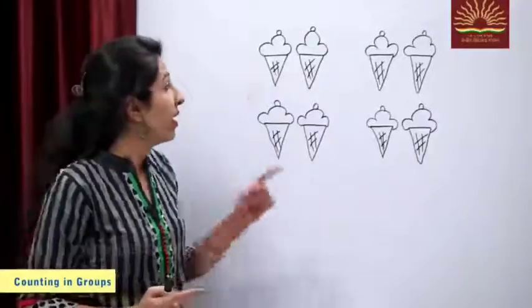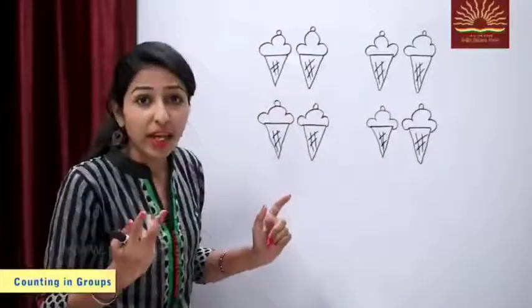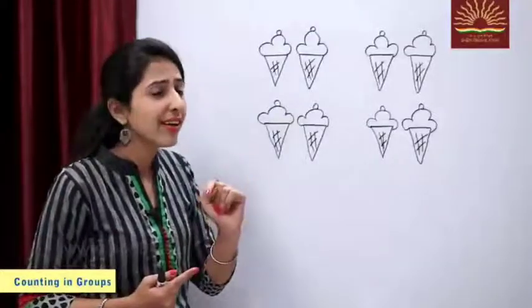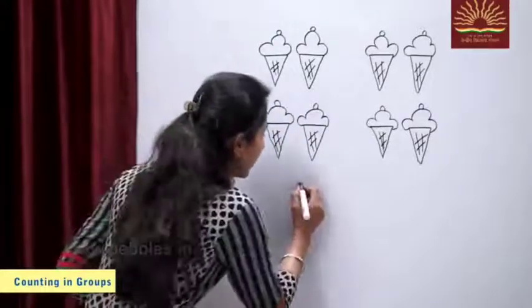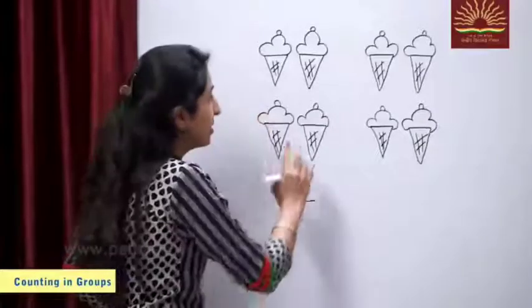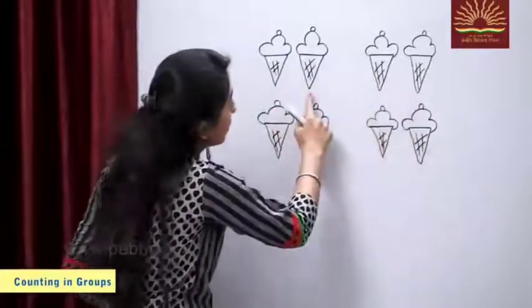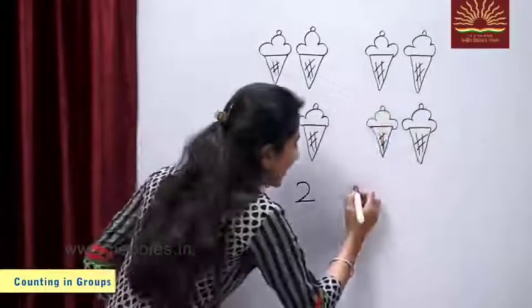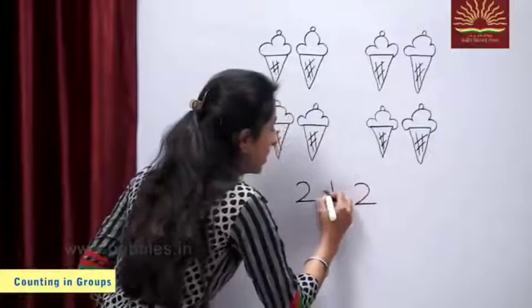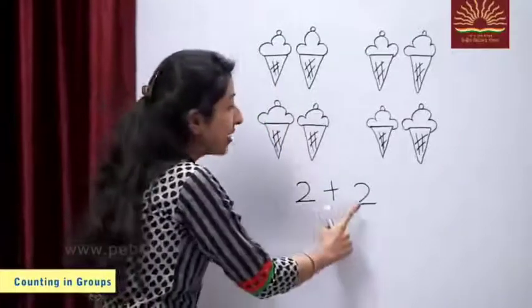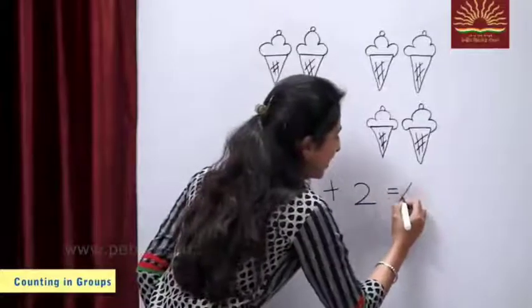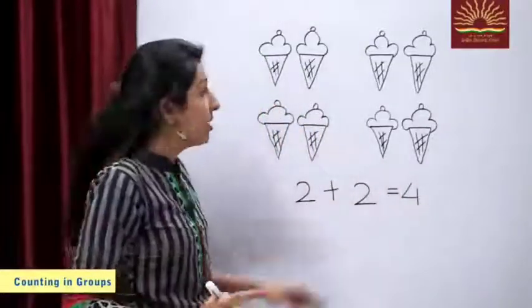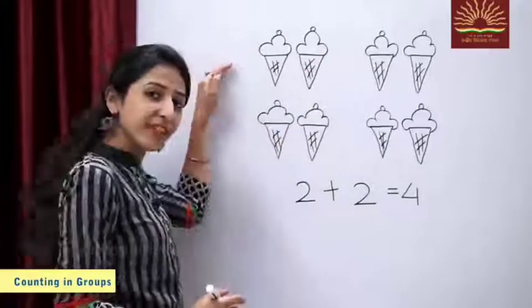Students, tell me, there are how many pairs in the first row? 2 pairs of 2 ice creams each. So 2 plus 2 is equal to 4. So there are 4 ice creams in the first row.